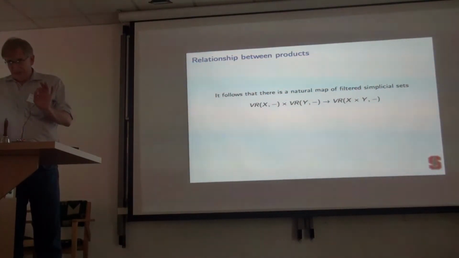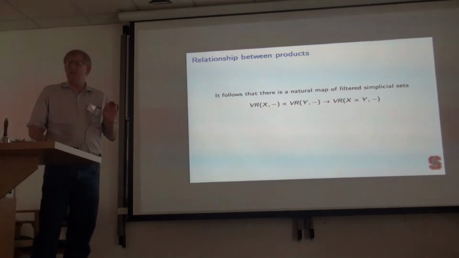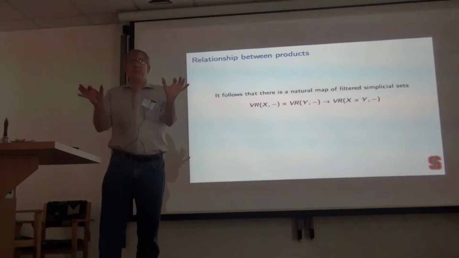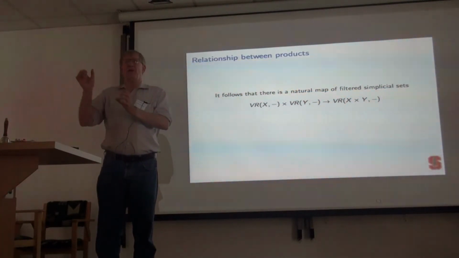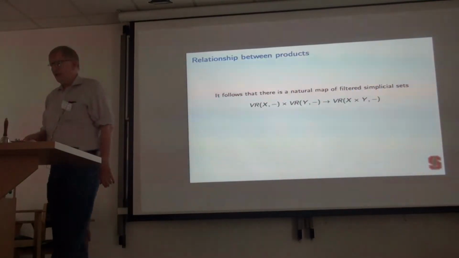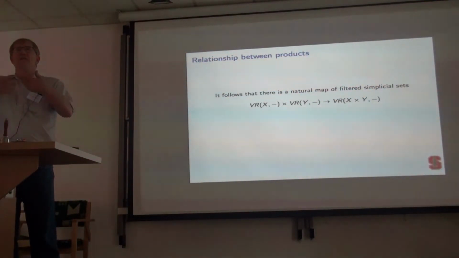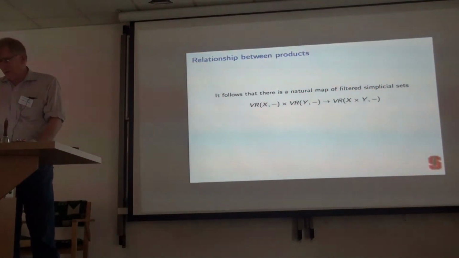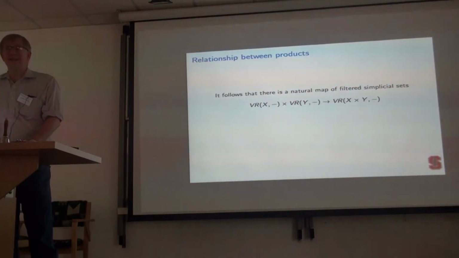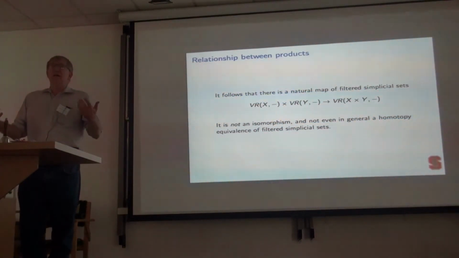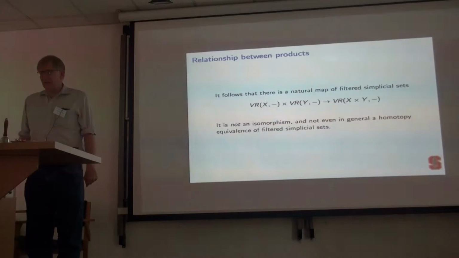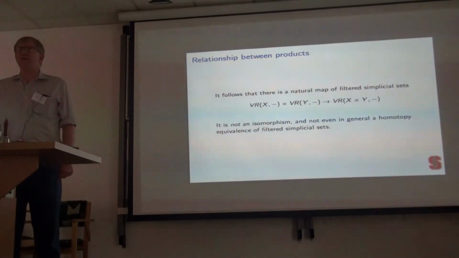Okay, but before addressing that, there is a very natural map of filtered simplicial sets. It goes from the product of the Vietoris-Ripses into the Vietoris-Rips of the product. So there is a map from this thing, which is computable by the Künneth formula, into the thing that we're studying. Okay? But it's not an isomorphism, and it turns out, unfortunately, alas, that it's not even in general a homotopy equivalence of filtered simplicial sets.